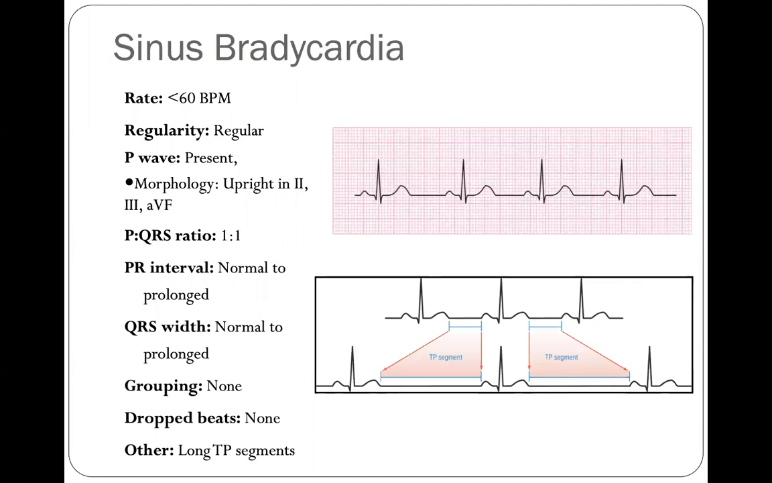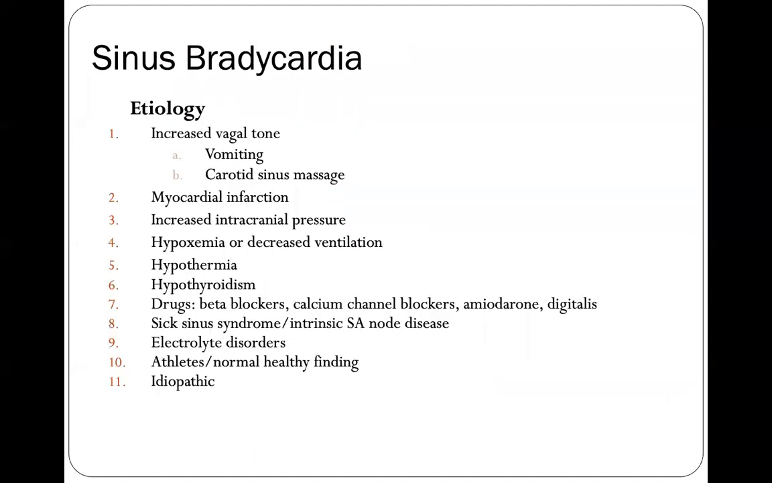Bradycardia is exactly like a normal sinus rhythm, except the rate is under 60. The etiology of sinus bradycardia is usually an increase in vagal tone. That could be transient, like vomiting or carotid massage or something to that effect. It also could be that someone that's having an MI can have a sinus bradycardia. Increases in intracranial pressure can lead to bradycardia. If you'll go back and remember your Cushing's triad.